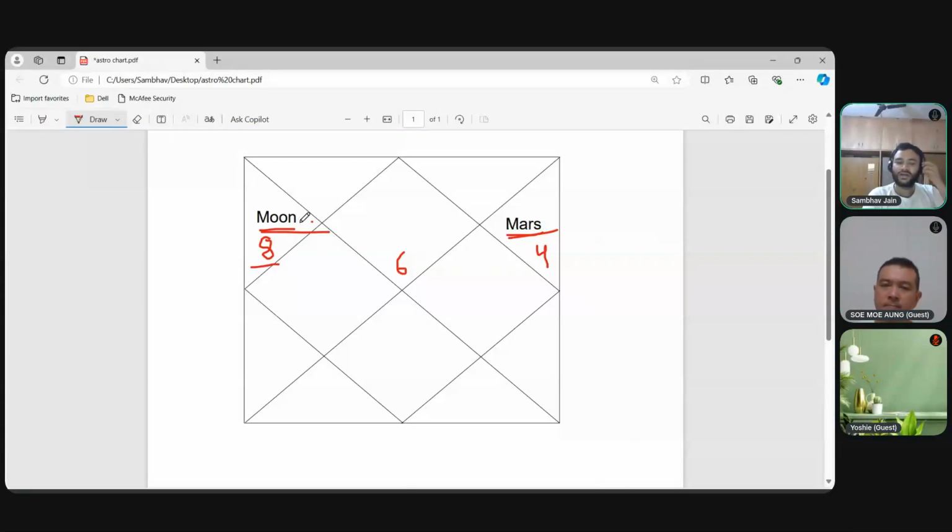So Moon, the Karak of psychology, is going towards debilitated Mars. Weak Moon is going towards weak Mars. This is a nine signification. Yes, nine from Moon, from ninth Mars, right?